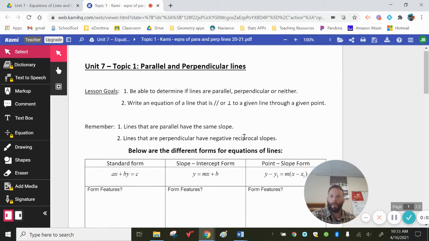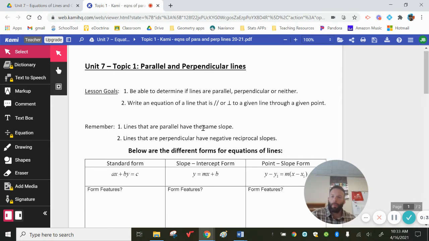Hi, geometry friends. We're going to look at the first topic in Unit 7. Unit 7 is all about equations of lines and circles. The first thing we're going to look at in topic 1 is equations for lines: parallel and perpendicular. The goal of the lesson is to be able to determine if lines are parallel, perpendicular, or neither, and also to write an equation of a line that is parallel or perpendicular to a given line through a given point.